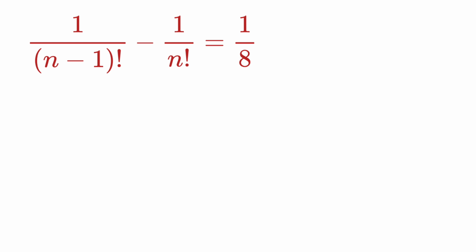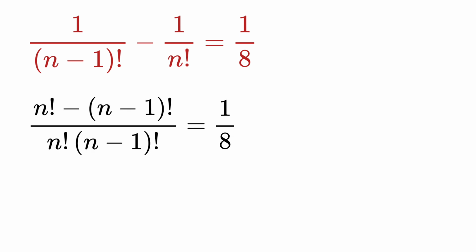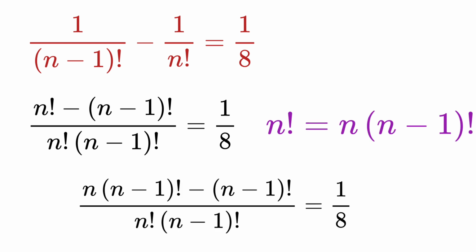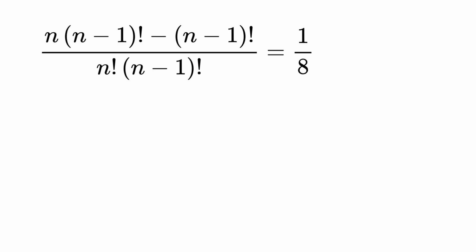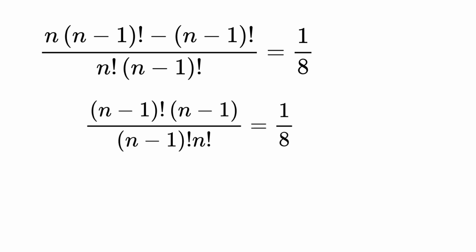Take LCM on the left-hand side. Then we get n factorial minus (n minus 1) factorial by n factorial into (n minus 1) factorial is equal to 1 by 8. N factorial we can also write as n into (n minus 1) factorial. Take (n minus 1) factorial as common in the numerator, then we get (n minus 1) factorial into (n minus 1) by (n minus 1) factorial into n factorial.